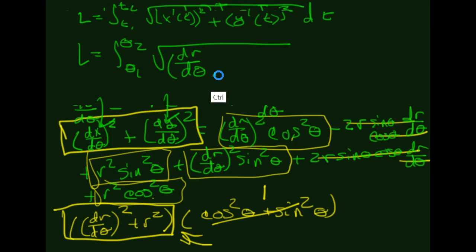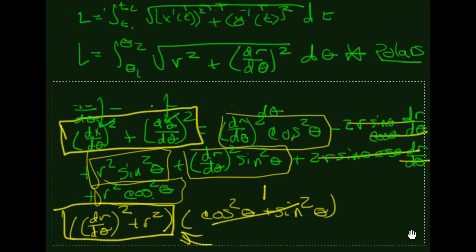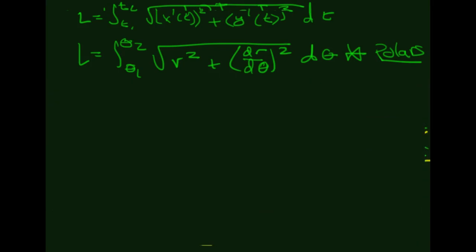I think normally the formula gets written backwards. It gets written as r squared plus dr d theta squared, and then this comes out as d theta. Okay, so this is the formula that we're going to use for polars. So another one that you should commit to memory. Let me clear this space out at the bottom and take a look at how that works a little bit.